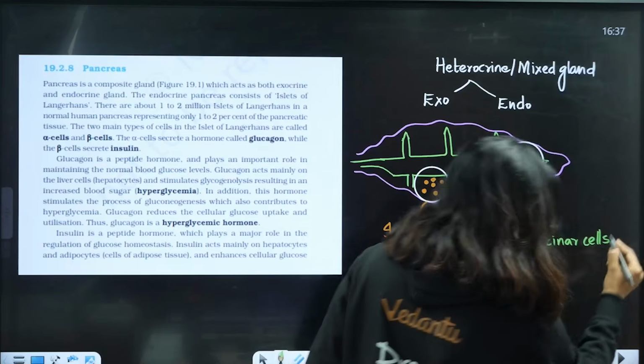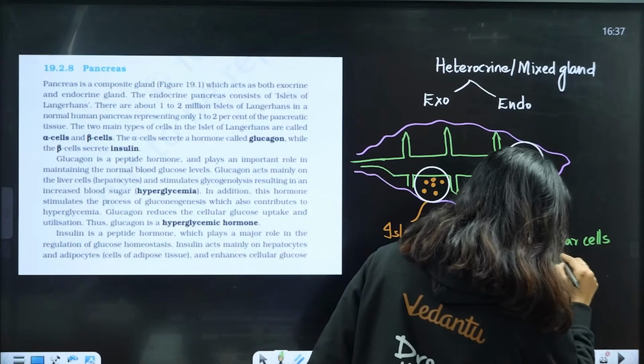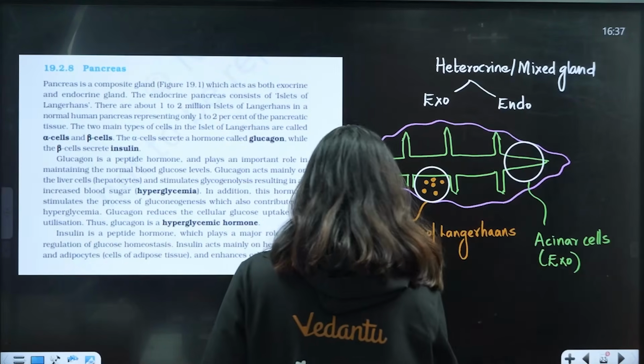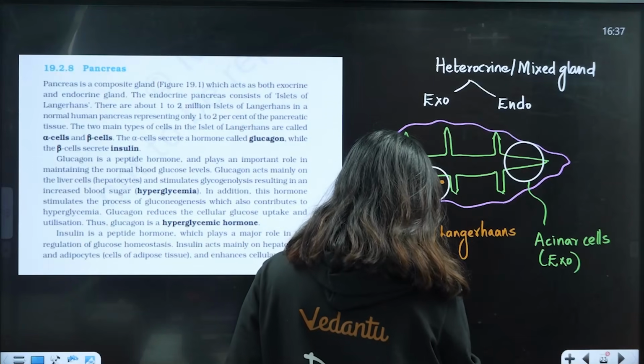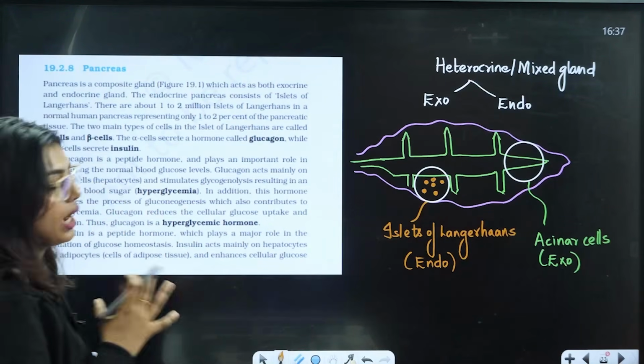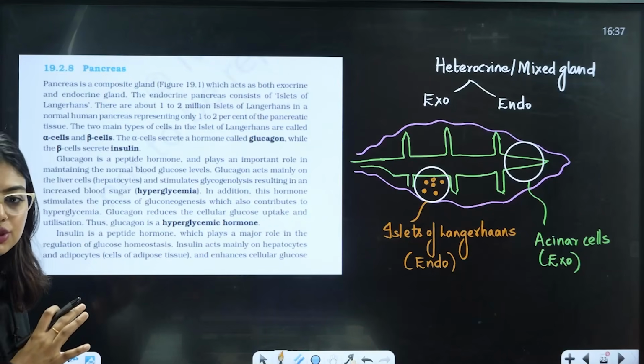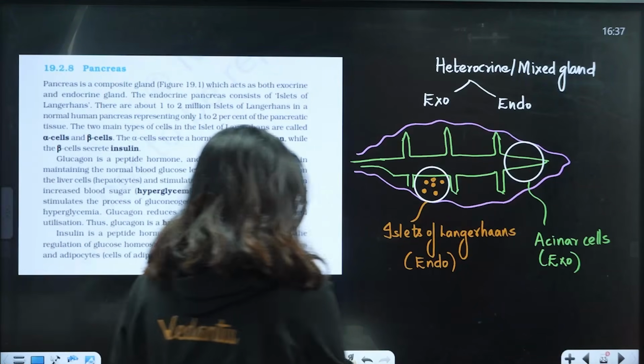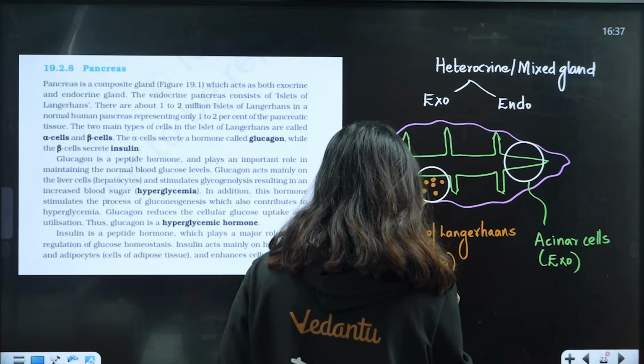Okay, with your acinar cells, this is the exocrine part of the gland and this is the endocrine part of the gland. Endocrine part of the gland. So, endo and exo. Understood, no? Now, I told you these endocrine glands are going to give out 3 cells.